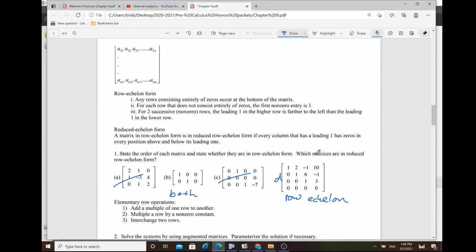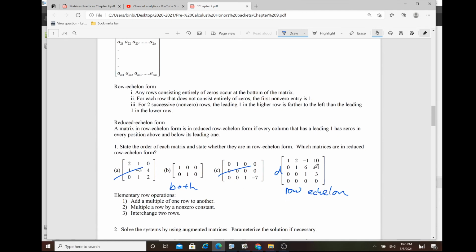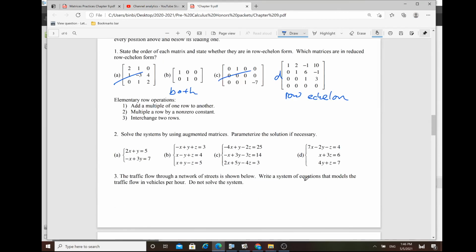Okay, so that's it. A lot of information going on here. So make sure that you understand the difference between the row echelon and the reduced row echelon form. Okay, so that makes a difference. Also the operations to put it in the reduced row echelon form, so that we would be able to solve for x, y, z for the rest of the equations. So add multiples of one row to another, multiply a row by a non-zero constant, and then interchange 2 rows. Okay, so those are the strategies we can use to come up with the reduced row echelon form.